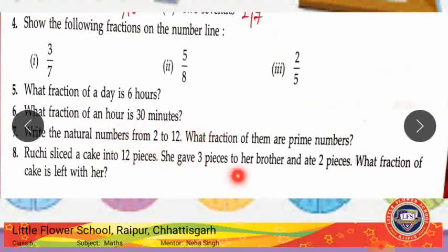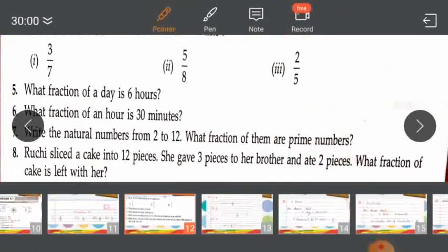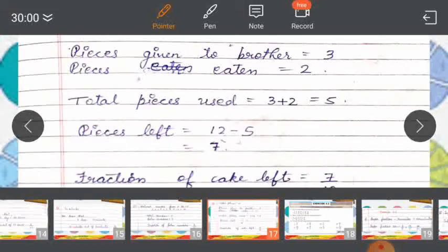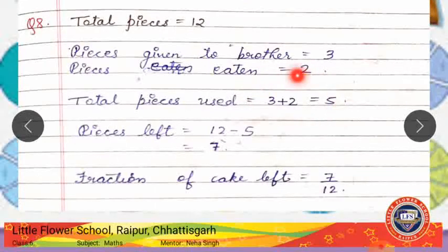She gave 3 pieces to her brother and ate 2 pieces. So how many pieces are being consumed? 3 and 2, that is 5, right? 5 pieces have been consumed. You need to find what fraction of cake is left. So first we need to find what fraction of pieces of cake is left. Then after that only we'll find the fraction.